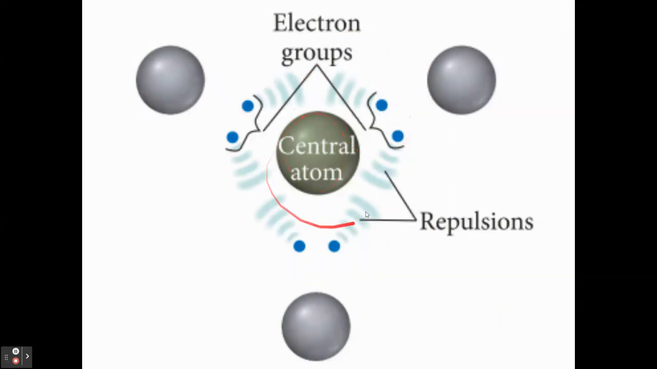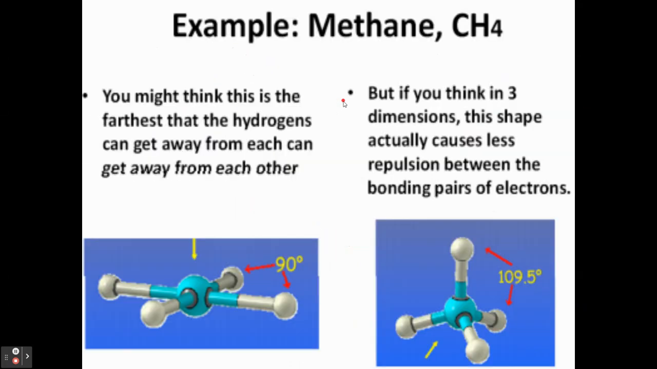So we can see this over here. We have a central atom, and we have some electrons in bonds over here, and they're experiencing some repelling, and that's what's causing them to spread out into the shape that they're creating.